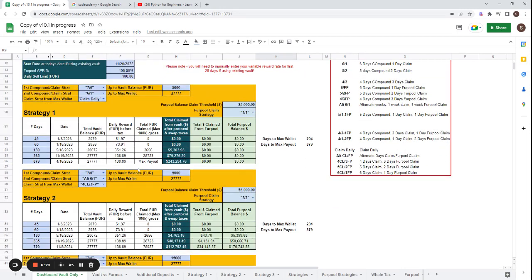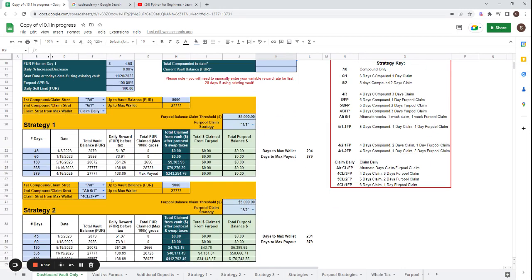Then you've got 3 different strategies that you can compare at one time. One of the other new features is I've broken this up. Initially, in the last version, you basically had one strategy up till max wallet, and then you would change strategy from max wallet onwards. Personally, my own strategy is to do compounding only up until 5,000 fur, and then switch to a different strategy, and then switch to a different strategy once I hit max wallet. So I wanted to allow that flexibility for everyone to see how that would work.